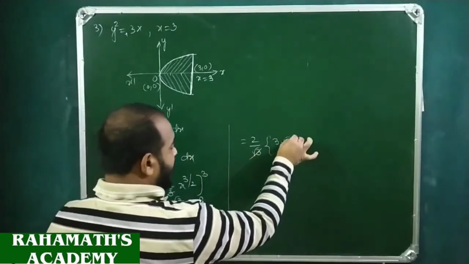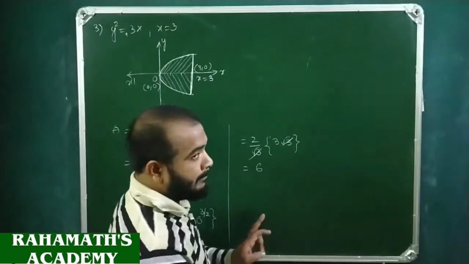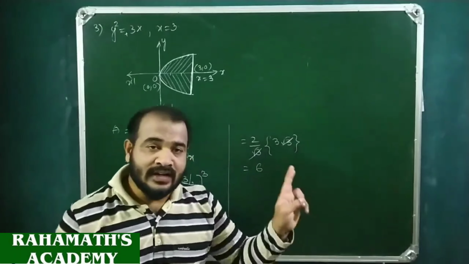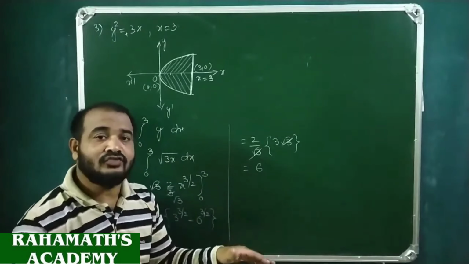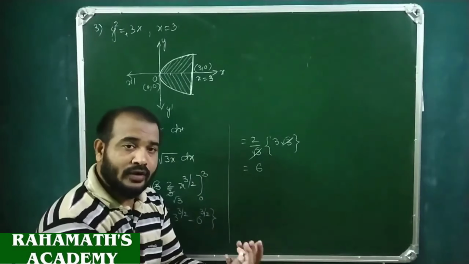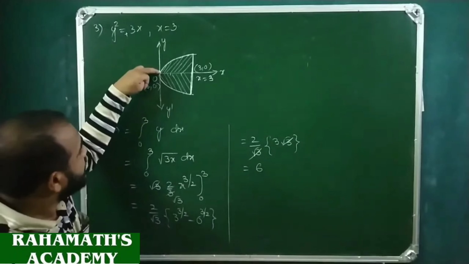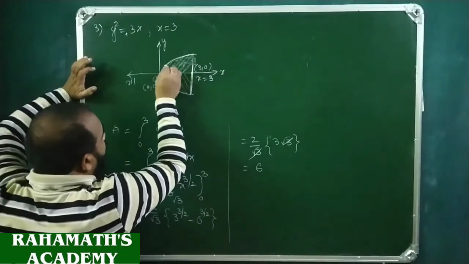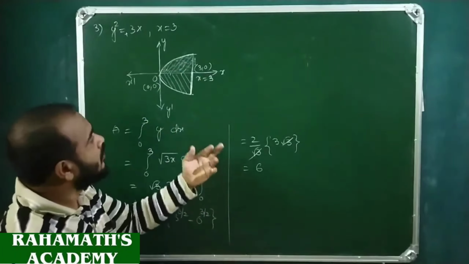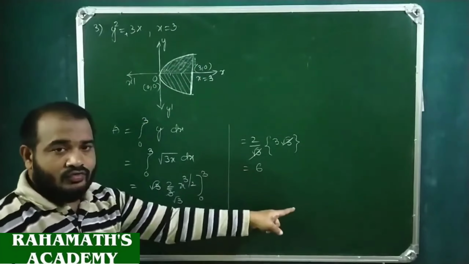So root 3 gets cancelled. 2 3s are 6. But do not get confused, because this is not the area of the region which we are looking for. So here, from this to this, actually, is the area above or below the x-axis that we got so far.